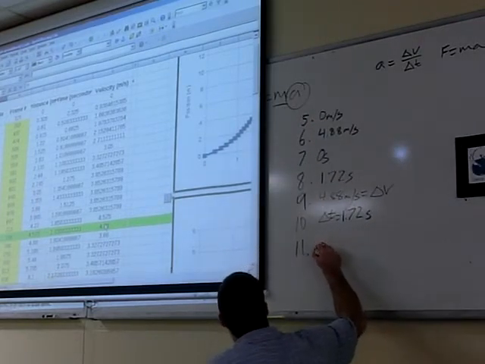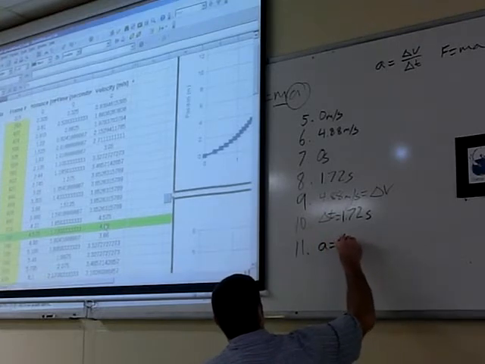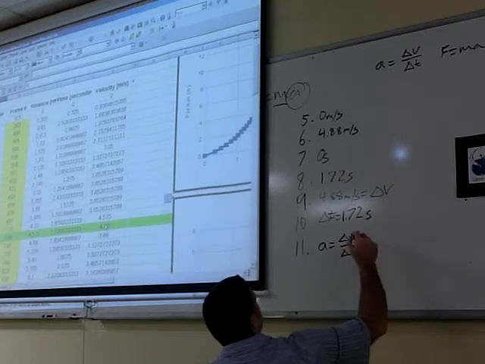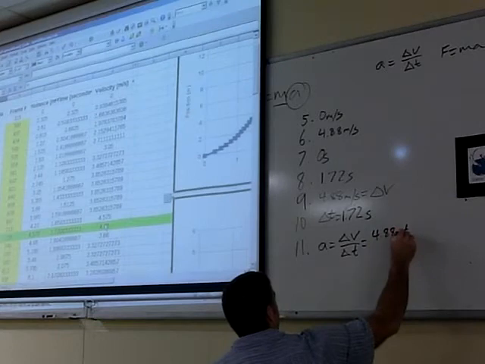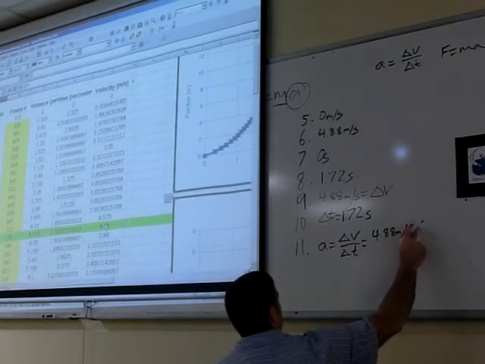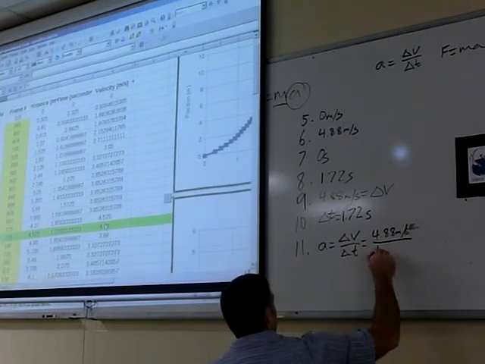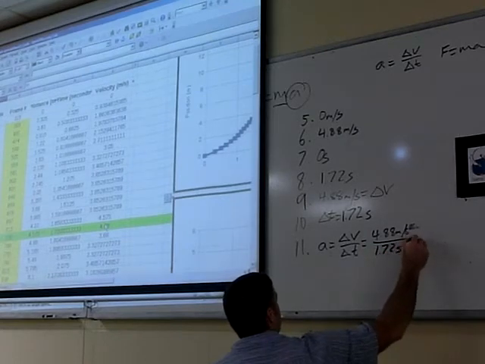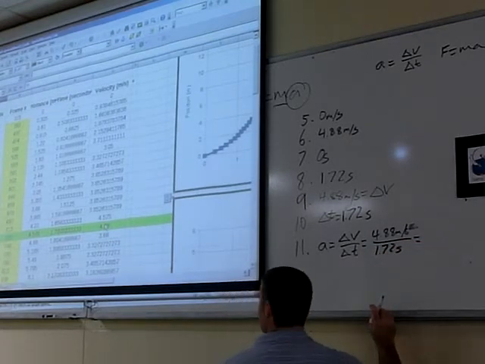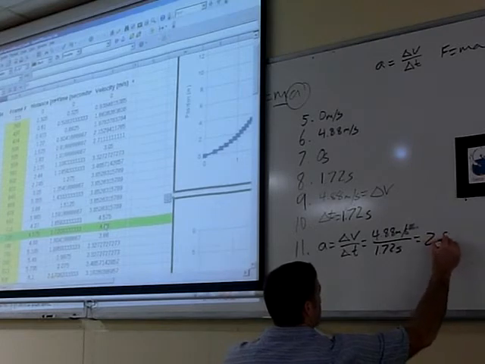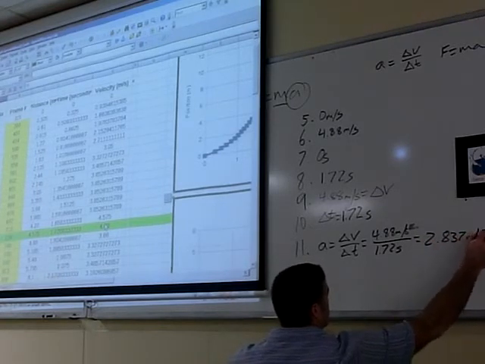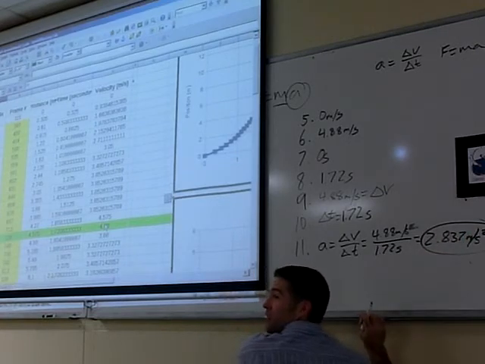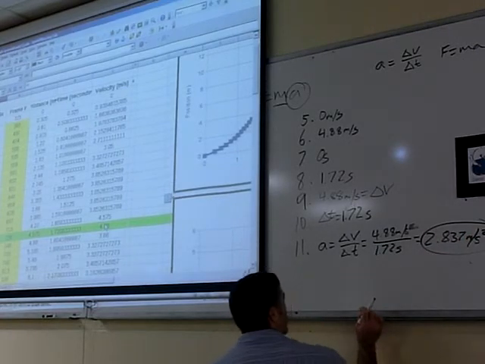Number 11, average acceleration. Now I've got to use this formula. I'll leave this on the board in case you've forgotten, because I didn't tell you how to memorize it. Change in velocity over change in time. The change in velocity is 4.88 meters per second, and the change in time is 1.72 seconds. Carry. 2.837 meters per second squared. That is fast. That's the fastest acceleration I've seen of any of these cars.